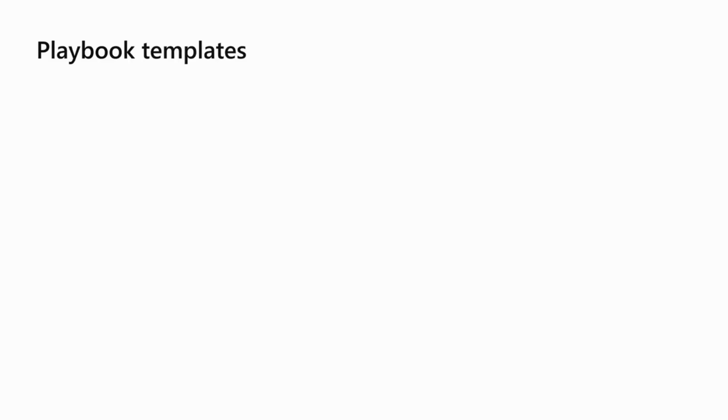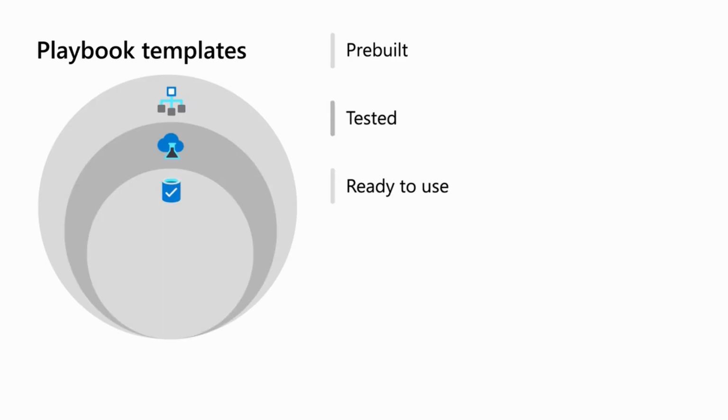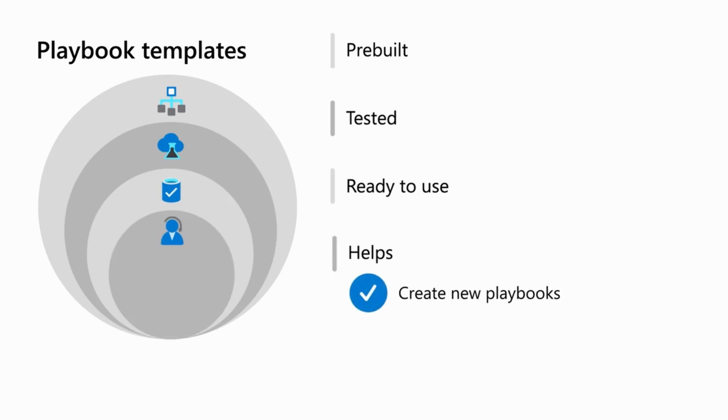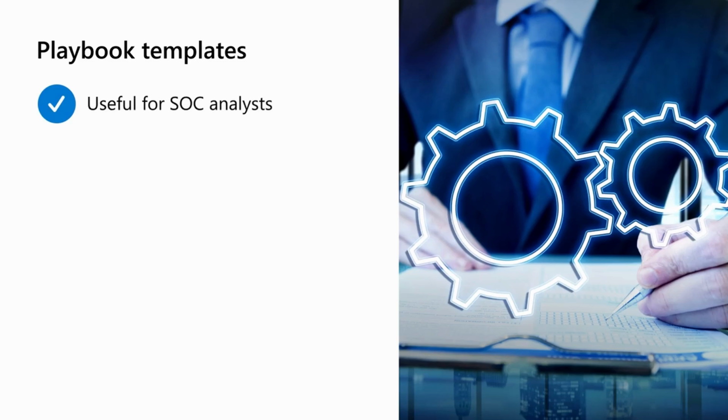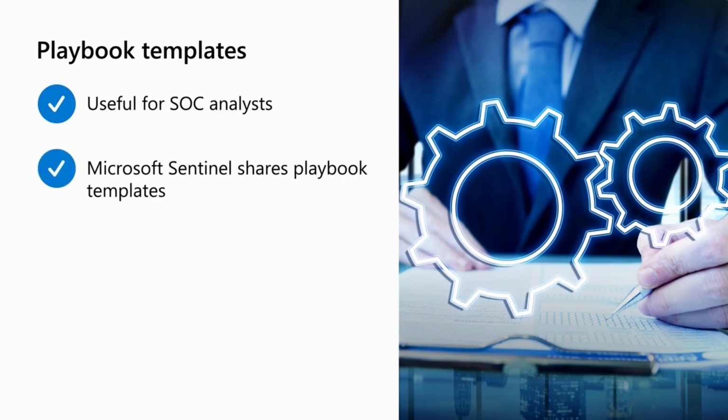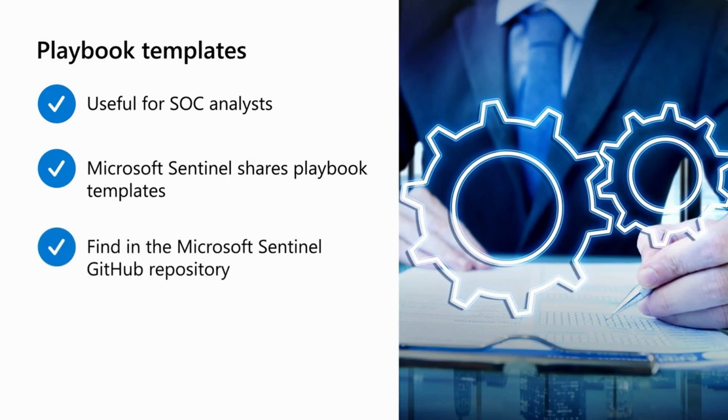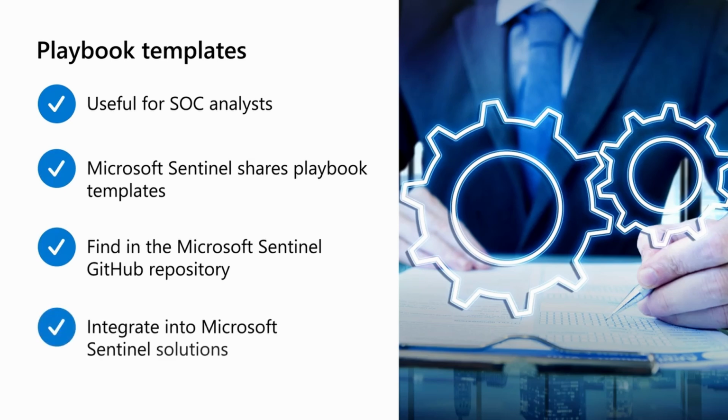How do you access playbook templates? A playbook template is a pre-built, tested, and ready-to-use workflow customized to meet users' requirements. It helps to create playbooks from scratch for new automation scenarios. Technically, a playbook template is an Azure Resource Manager, or ARM, template consisting of several resources. The SOC analysts use these templates or get ideas for the leading automation. The Microsoft Sentinel community used to share most of these templates and was able to find them as a Microsoft Sentinel GitHub repository. Some of these get integrated into Microsoft Sentinel solutions.